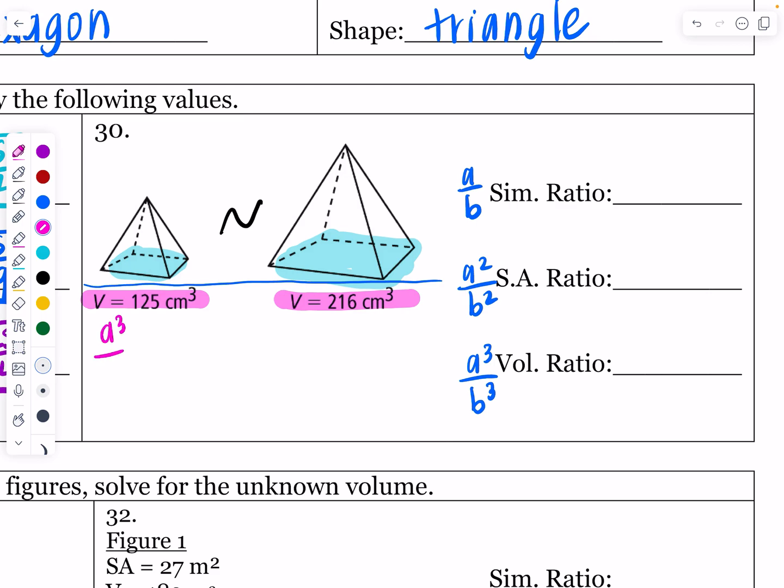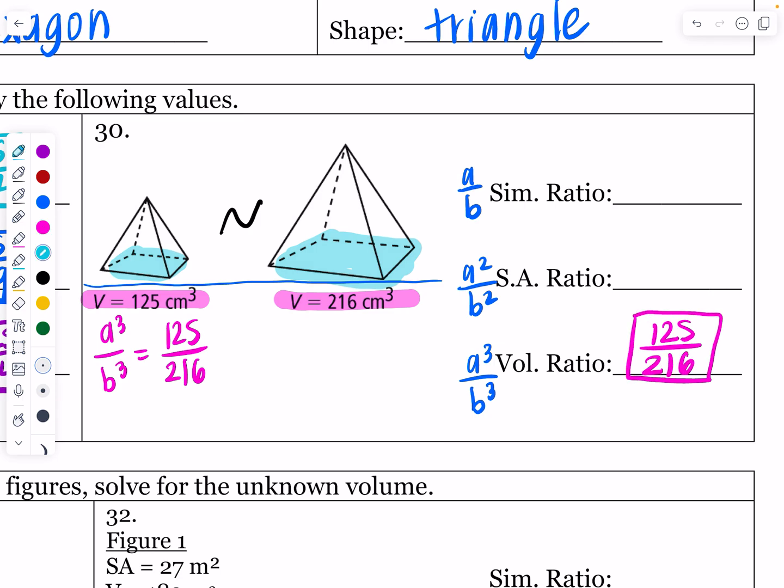So I've got my a cubed and my b cubed. So that's going to be 125 over 216. And I do not believe that that simplifies. We could type it in just to make sure. 125 over 216 cannot be reduced anymore as a fraction. So that is going to be my volume ratio. That's level 3. There's my volume ratio fully simplified.